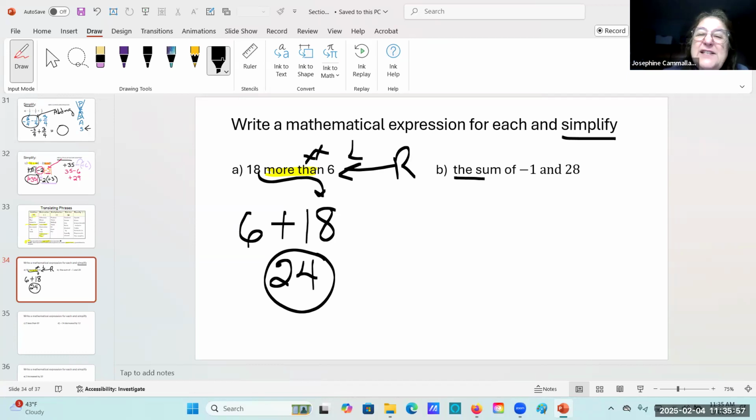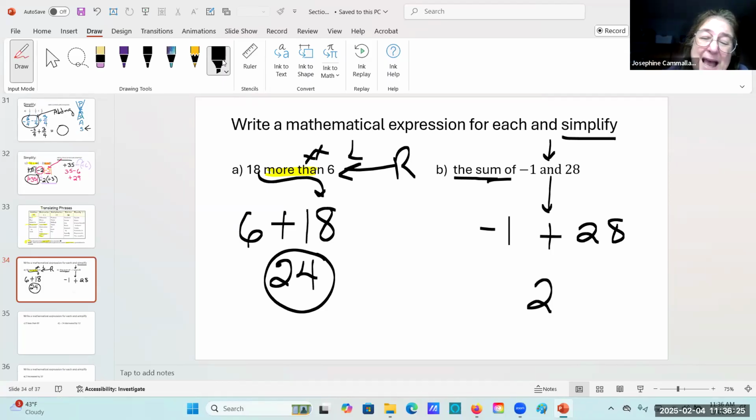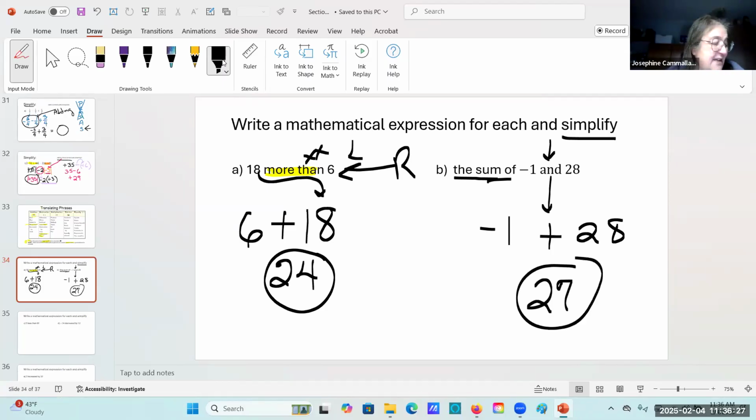Okay, the sum of, and here's the word and. Where that and is the plus sign, but I write the numbers just as they appear. The -1 is before the and, the 28 is after the and. Now remember, left 1, right 28 gives me a positive 27.